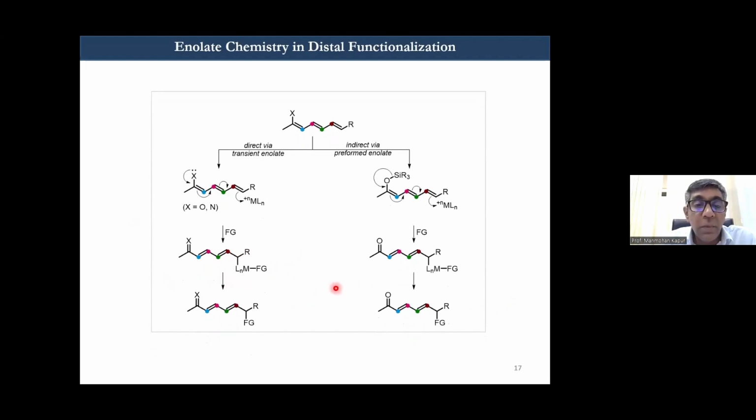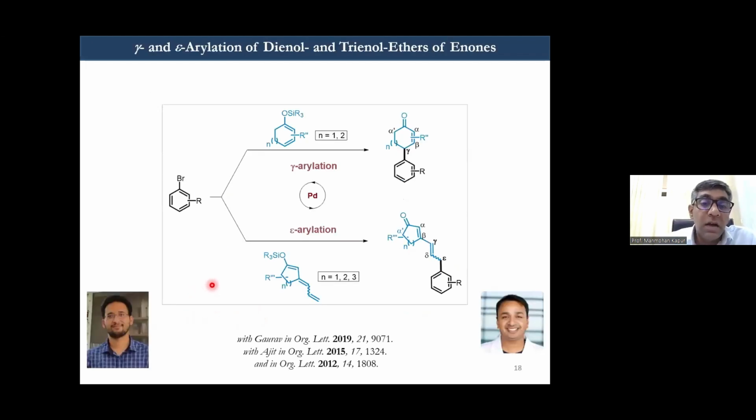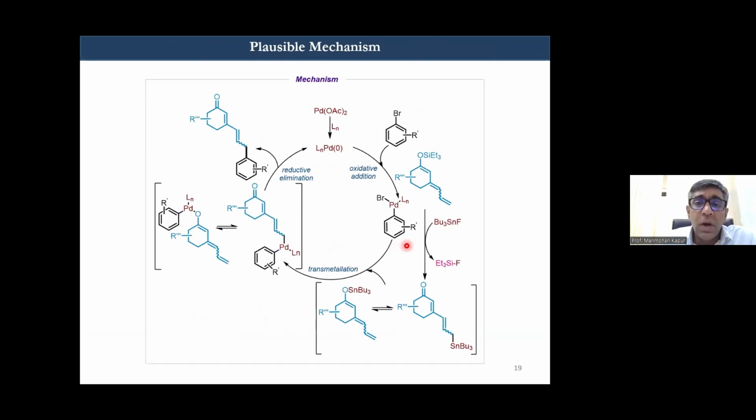At the end of the transformation, after reductive elimination, you can get a functionalized group at the distal position with respect to the original group. So this approach we utilized in our group to carry out the gamma arylation as well as the epsilon arylation of a variety of dienones and trienones. So you can see here we were able to exclusively functionalize the epsilon position of trienones and the gamma position of dienones. So how does this reaction work?